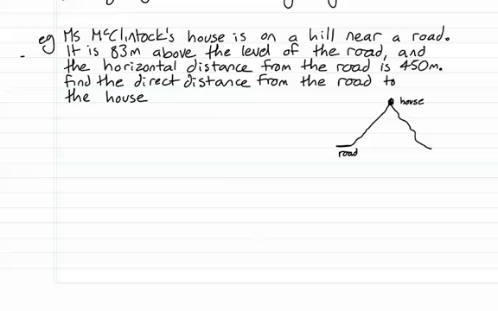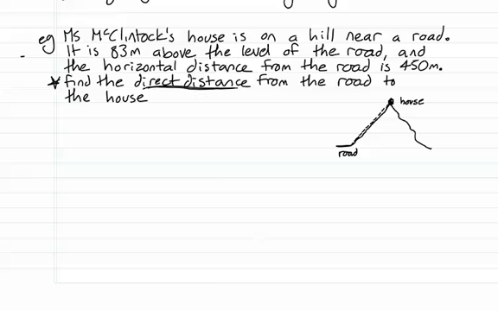The language is what we want to know. Start at the end here. The end sentence of any word question has the actual question in it most of the time. The rest of it has information. So the question is, find the direct distance from the road to the house. When they say direct distance, they mean in a straight line. So in this case, it's where I've put that little dotted line there, straight up the hill. Direct distance, a straight line from one to the other.